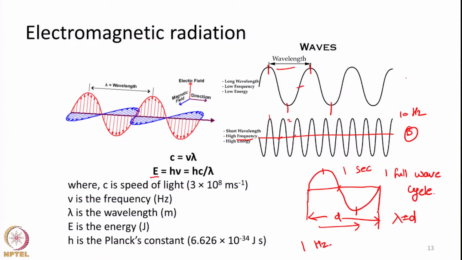Whereas this wave on the top, I label it as wave A, has 3 full cycles within it. So, if these entire 3 cycles are completed in 1 second, I will call the frequency 3 hertz. So, essentially frequency is the number of cycles completed per second, and wavelength is the distance travelled by the wave to complete one full cycle.